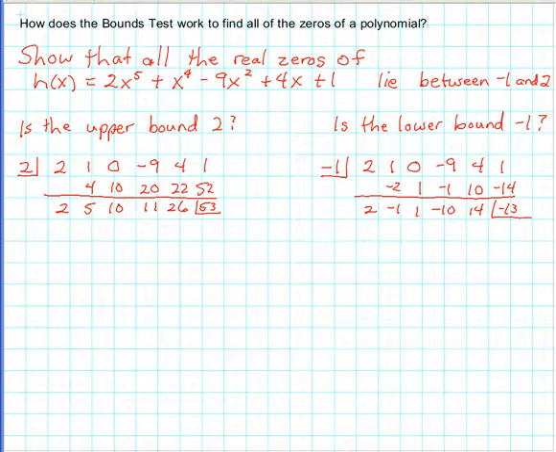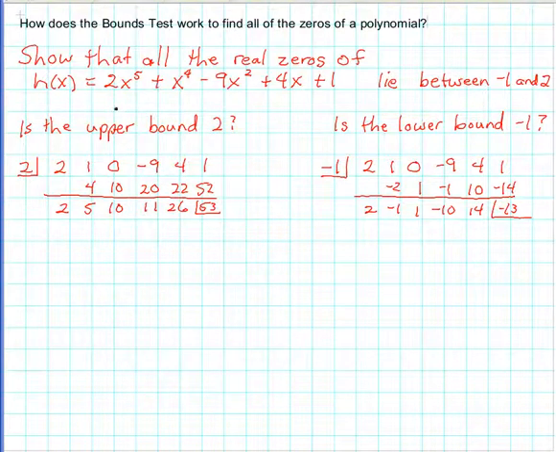Okay, today we're going to learn how the bounds tests work and why we are able to use this to find all of the zeros of a polynomial. What we need to remember is that zeros of a polynomial are values of x that I can plug into the polynomial and make the entire polynomial equal to 0.